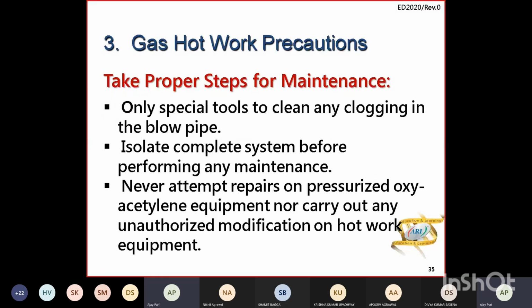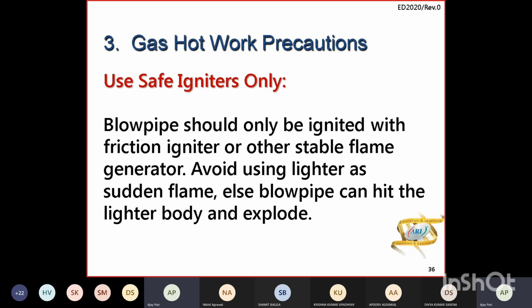Now for the maintenance part, only special tools are to be used for cleaning any clogging in the blowpipe. Isolate the complete system prior to performing any maintenance. Never attempt repairs on pressurized oxyacetylene equipment, nor carry out any unauthorized modification on the hot work equipment. The blowpipe should be ignited with a friction igniter or stable flame generator. Avoid using a lighter, as the blowpipe can hit the lighter body and explode.